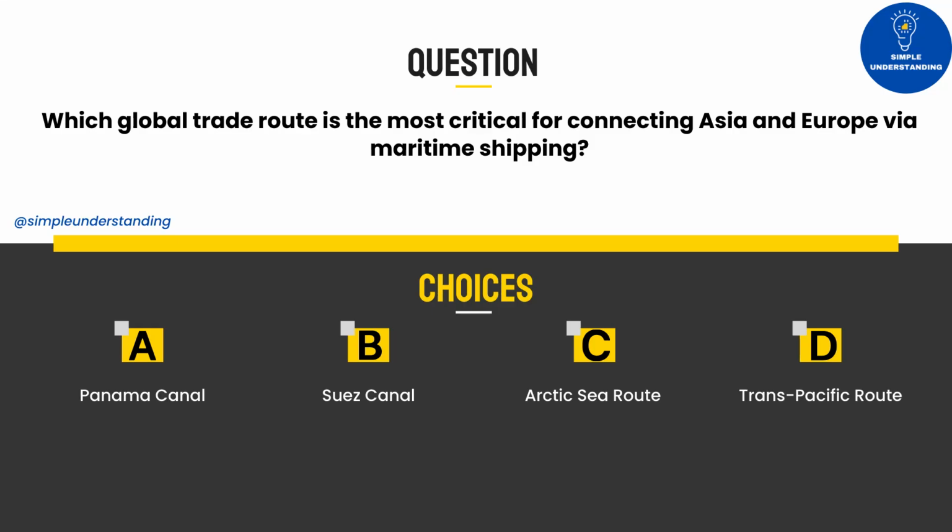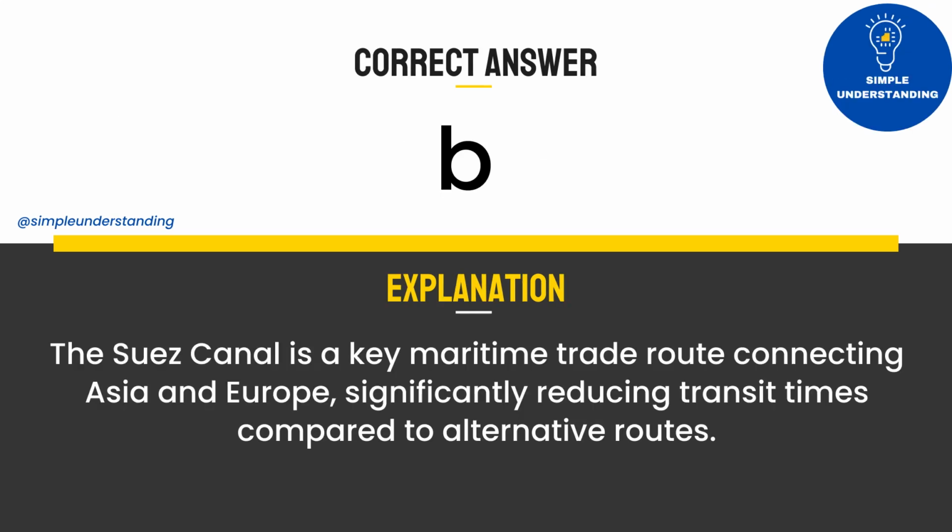1. Which global trade route is the most critical for connecting Asia and Europe via maritime shipping? A. Panama Canal. B. Suez Canal. C. Arctic Sea Route. D. Trans-Pacific Route. Correct answer: B. Suez Canal. Explanation: the Suez Canal is a key maritime trade route connecting Asia and Europe, significantly reducing transit times compared to alternative routes.